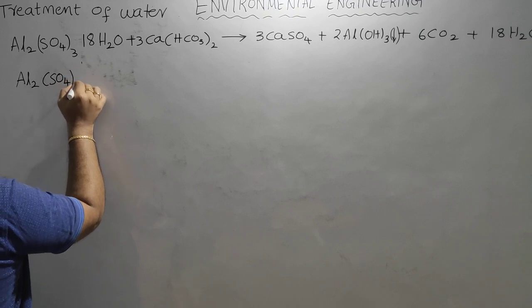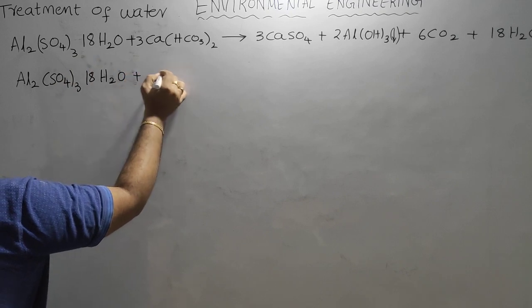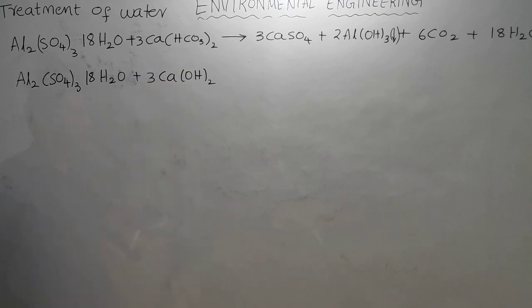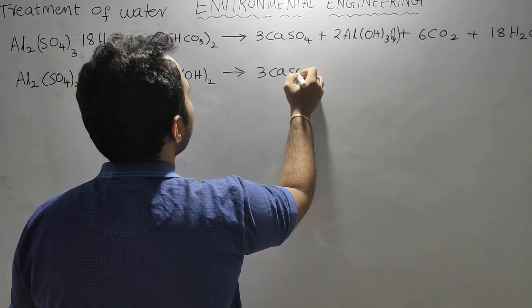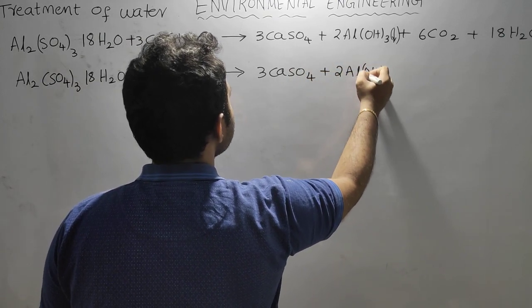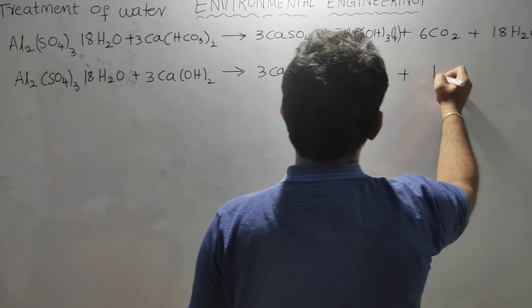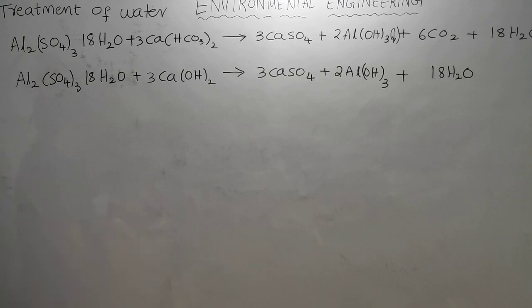Al2(SO4)3.18H2O plus 3Ca(OH)2 will give you 3CaSO4 plus 2Al(OH)3 plus 18H2O. So this is the reaction when we add lime.